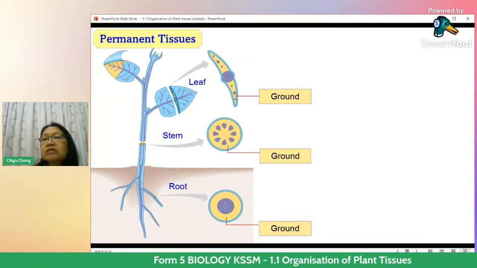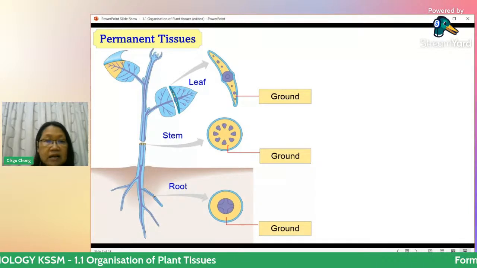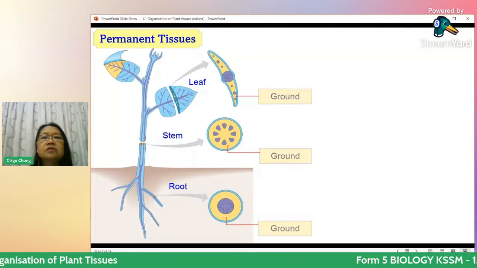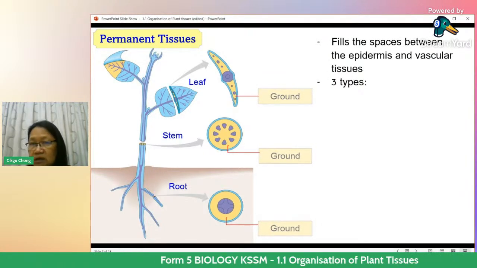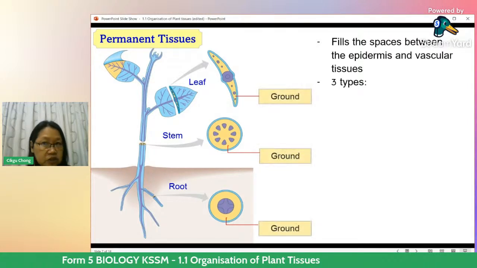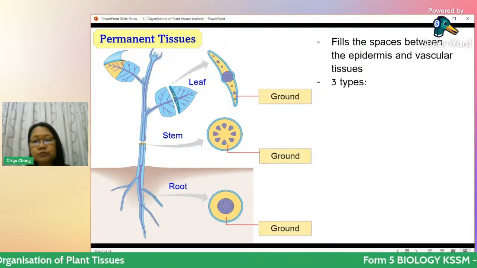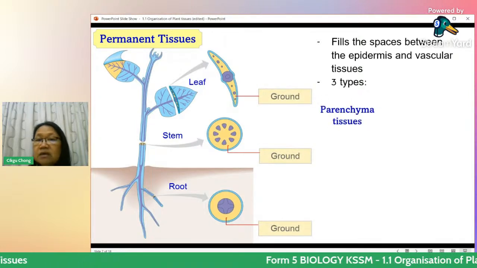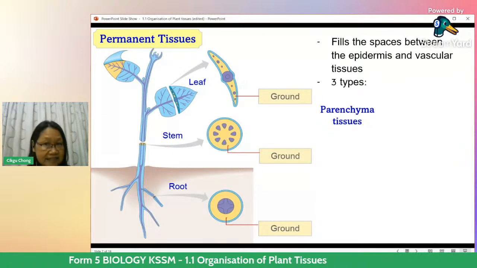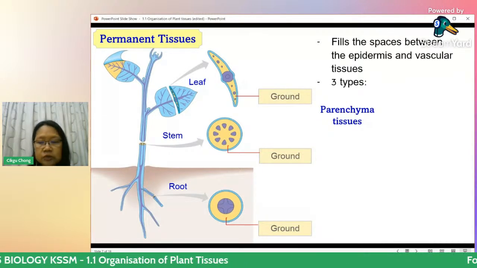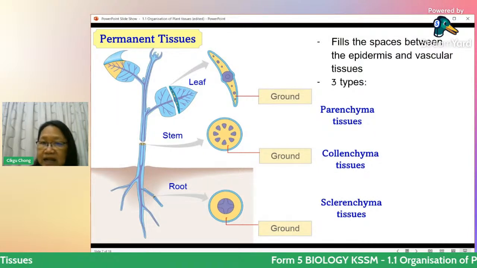Okay, next. Now we go to the ground tissues. You see all this yellow part here, colored yellow. There are three types. The function of ground tissue is to fill the spaces in between the epidermis and the vascular tissue. Like I mentioned just now, if it's not epidermis and not vascular, it must be ground tissue. There are three types. First, parenchyma tissue. Cell or tissue, it's the same, right? With one, you call it a cell. Many of the same type, we call it tissue. Next one, collenchyma tissue. And next one, sclerenchyma tissue.